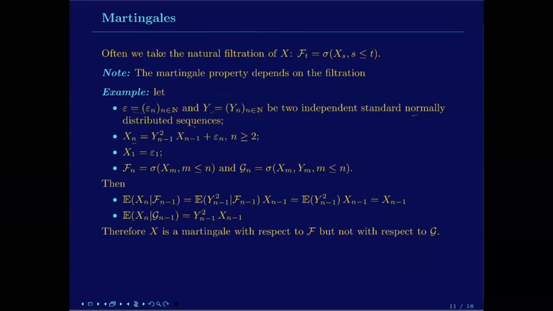Now, vice versa, if we know y_m, then of course our conditional expectation here is simply y_{n-1} squared times x_{n-1}, and then it would depend on the realization, which almost surely is not equal to 1. So the martingale property is almost surely broken. So our process x is a martingale with respect to the smaller sigma algebra, but not to the bigger one.